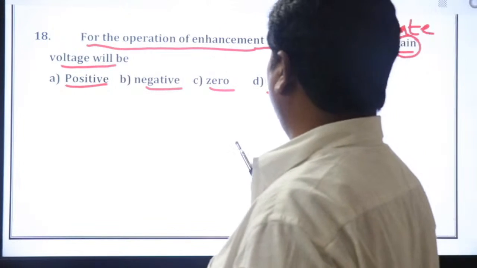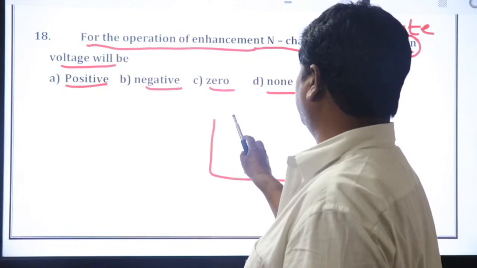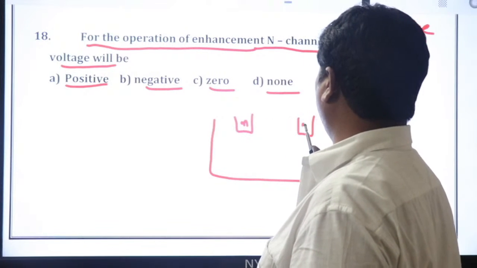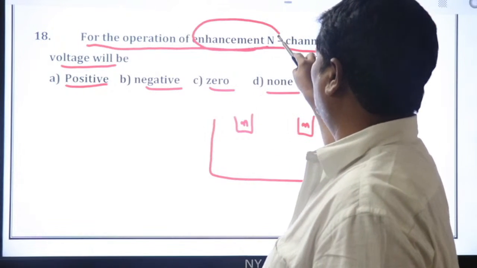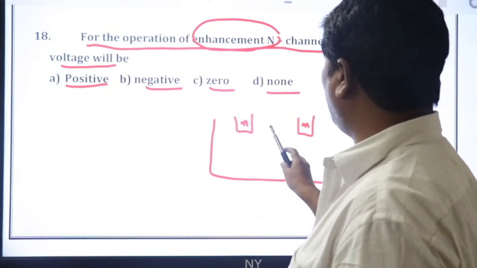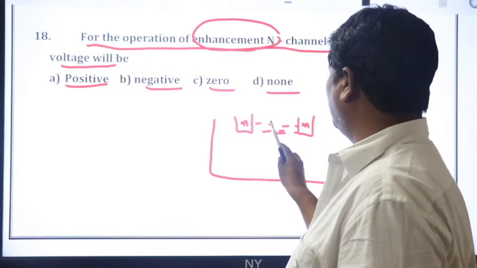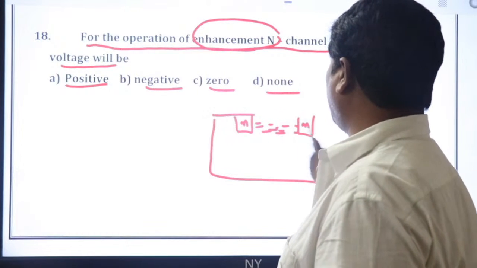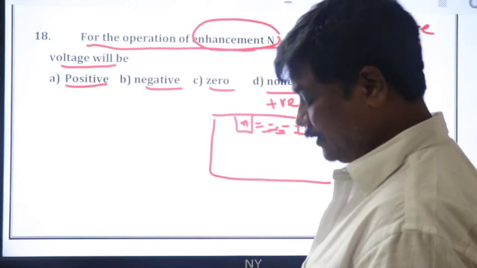See, for example, you try to see what this is. This is N channel. So to increase the current, to enhance means to increase the current, we have to produce negative charge carriers here. To create negative charge carriers, we have to give a positive supply to the gate.